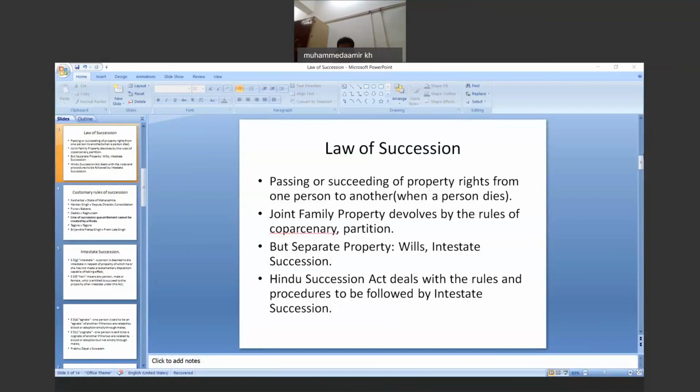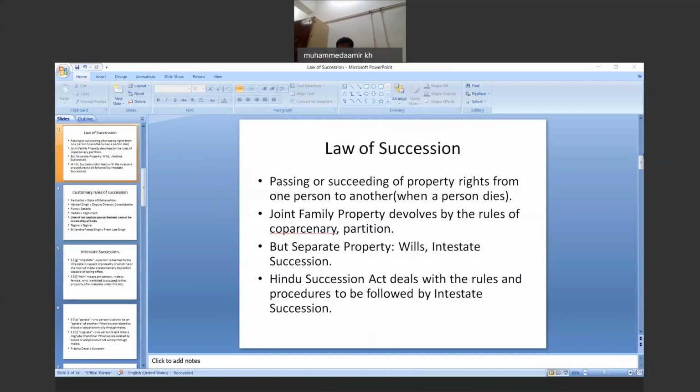Dear students, in the last class, we started the last module of Hindu law, which is known as the law of succession. And we tried to analyze the definition of succession along with the various differences.